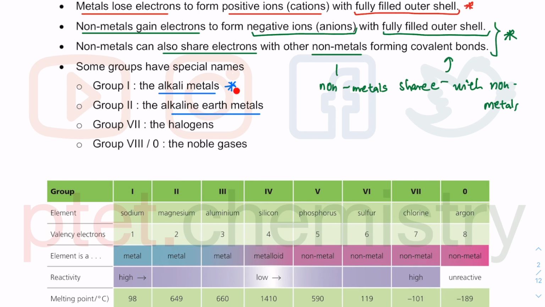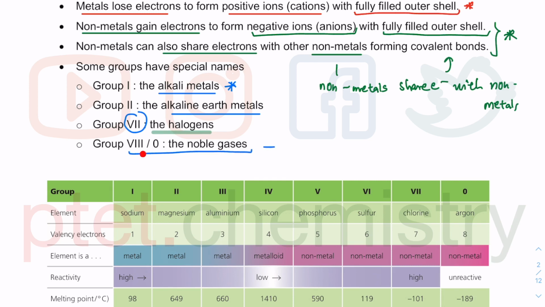Now, the alkali metals are your case study. The alkaline earth metals are not exactly a case study. It's just that I want to show you the difference between the two names here. Then you have halogens. This is another case study. Halogens are group 7, and the noble gases are group 8.